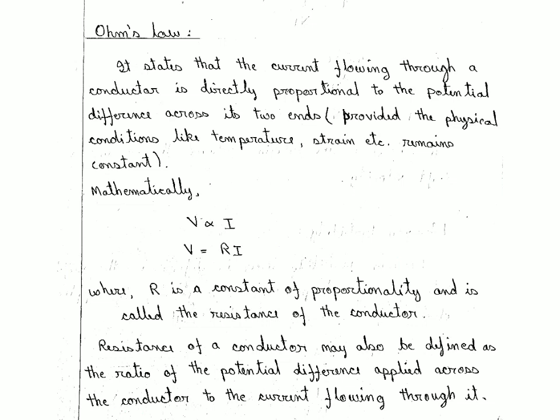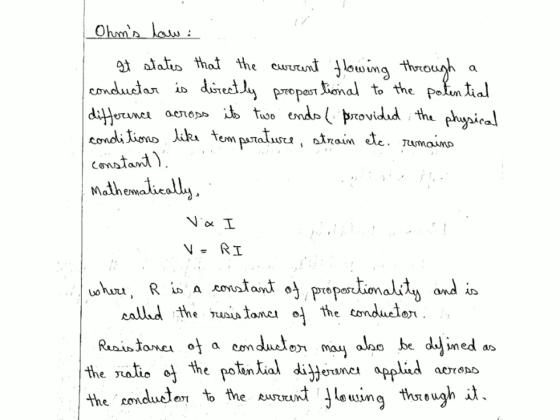Now we shall come to the most fundamental law of electricity, and that is Ohm's law. Ohm's law was given by George Simon Ohm in 1828, and it states that the current flowing through a conductor is directly proportional to the potential difference across its two ends, provided the physical conditions like temperature, strain, etc. remain constant.